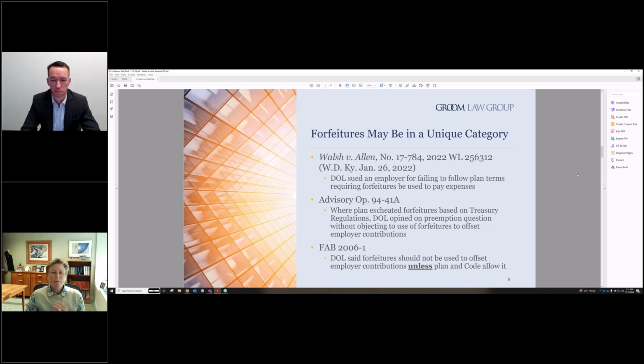So that's a little bit of the background of what forfeitures are, what they can be used for, what the IRS thinks and what the DOL thinks. And so, with all of that background, we were all sort of going along our merry way.